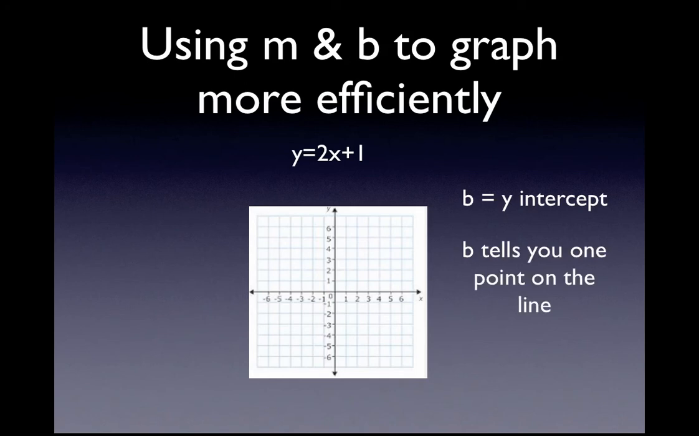In the equation we have here, the b is 1. It's the constant that's being added. So the point 0, 1 is on the line. So I can start by graphing that one single point.